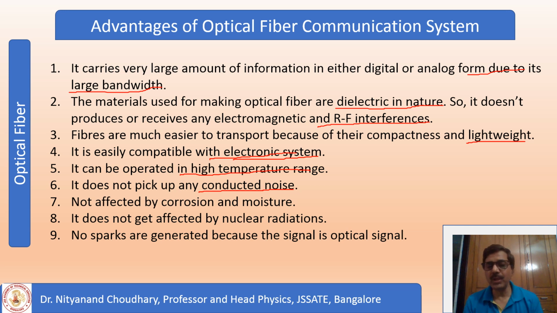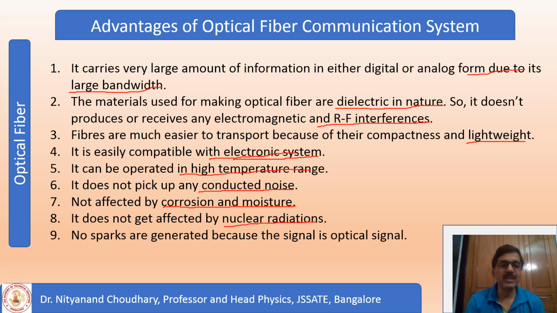So more or less during the transmission your signal is safe, not affected by corrosion and moisture. So naturally it is corrosion free because it is made of silica or glass, so it is non-corrosive, and it will not contain any moisture. It does not get affected by nuclear radiations. Again, this is an important parameter.